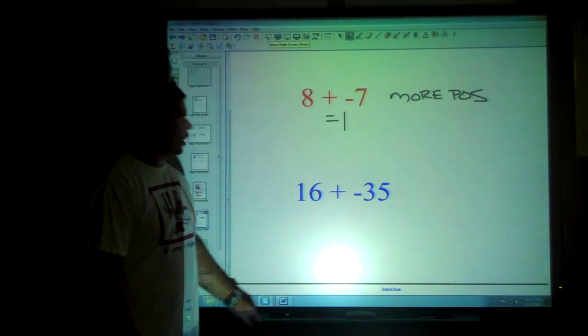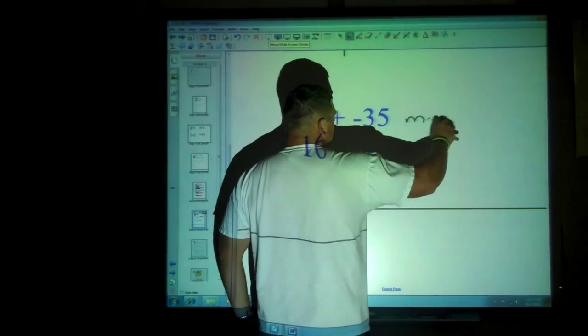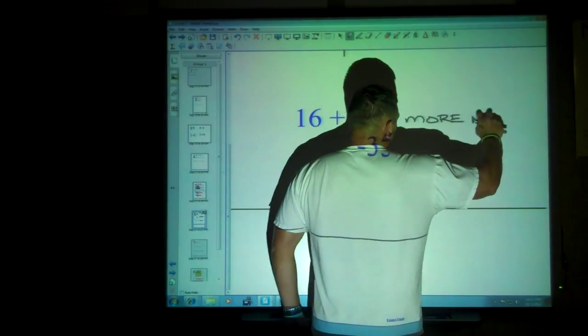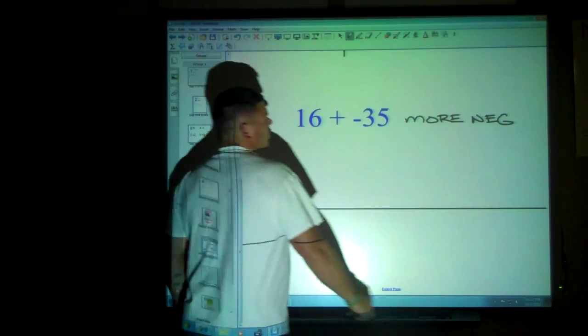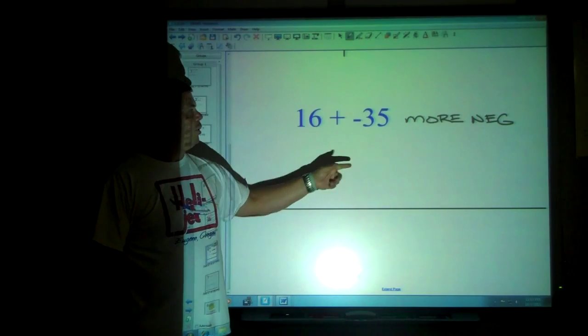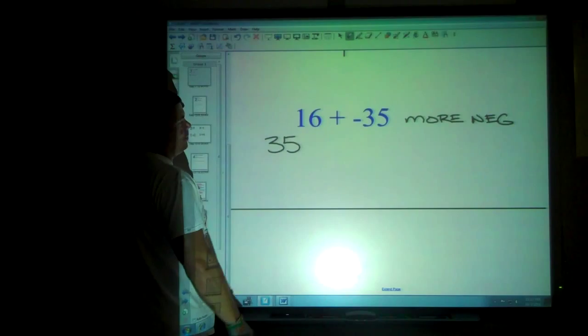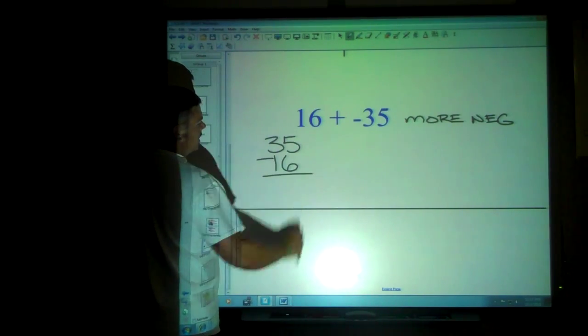Alright? Uh-oh, a little harder. 16 plus negative 35. This time you have more negatives and the question is how many more. If you're having a hard time doing this in your head, put whatever you have more of on top. We had more negatives, so we'll put it on top, and subtract what you have less of.